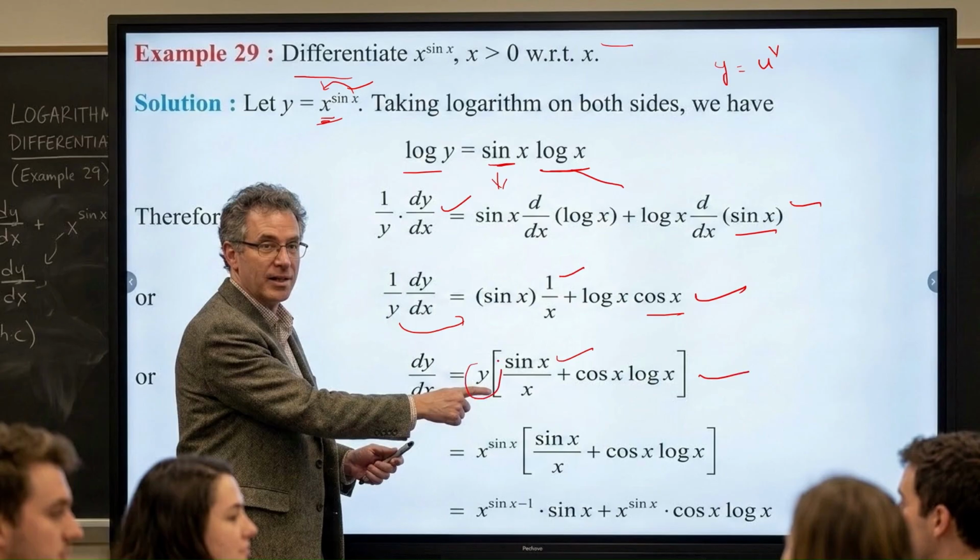Now I am going to substitute the y value. What is the y value? x to the power of sin x. So it is x power sin x, and the remaining part stays as it is.